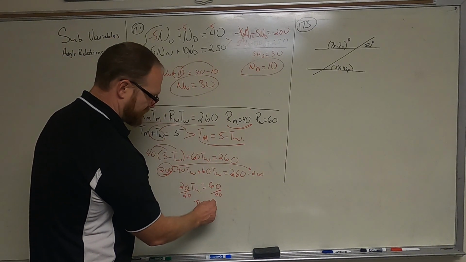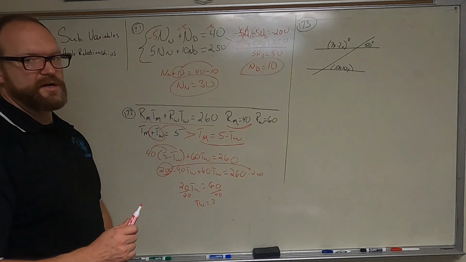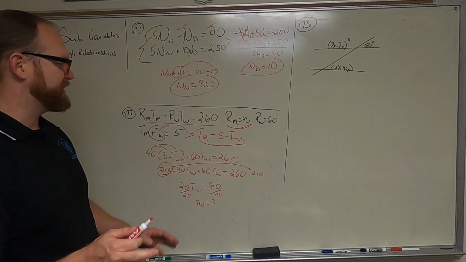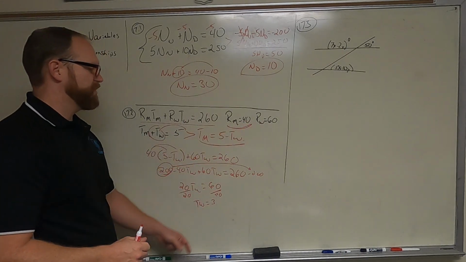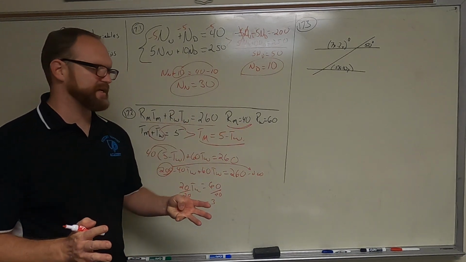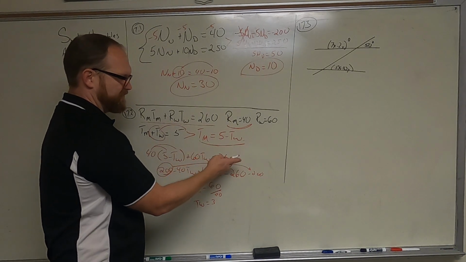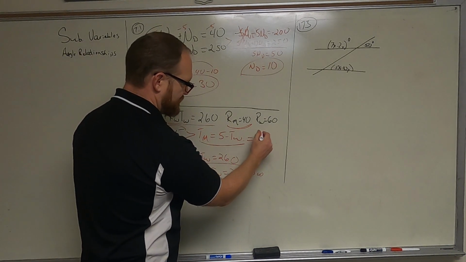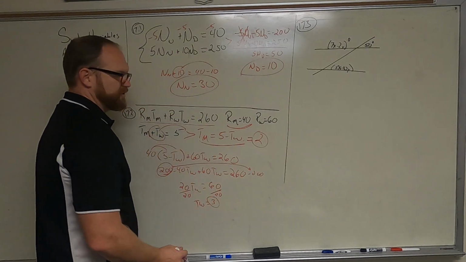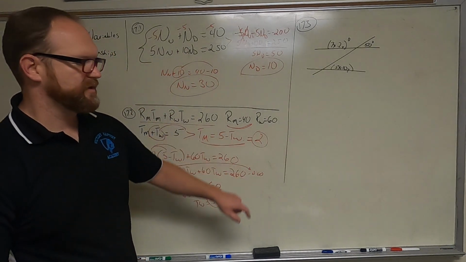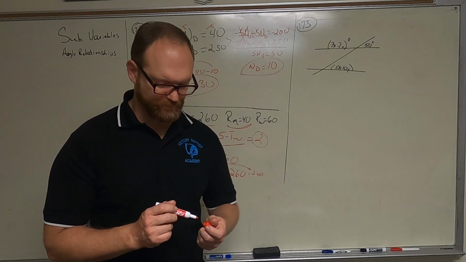TW equals 3. Now, here's where it gets easy. If you're solving for Tm, because we know what Rm and Rw are, we just solved for TW. How do we find Tm? Well, remember Tm is 5 minus TW, or 5 minus 3, or just 2. So we have our answers of TW equals 3, Tm equals 2.